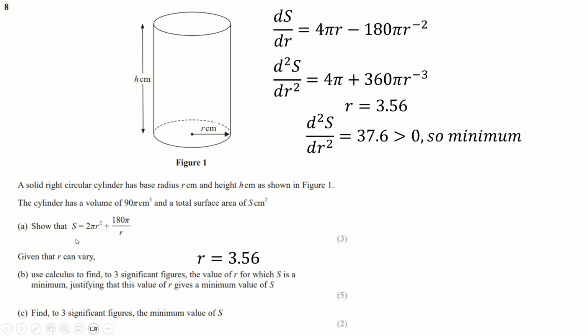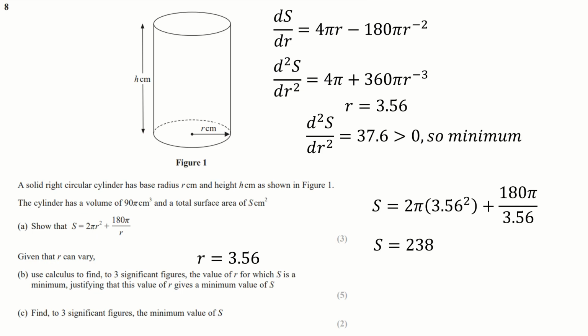To 3 significant figures, find the minimum value of s. So you go back to the s formula, and you just shove in this into here, and very quickly we get our 2 marks of this to 3 significant figures.